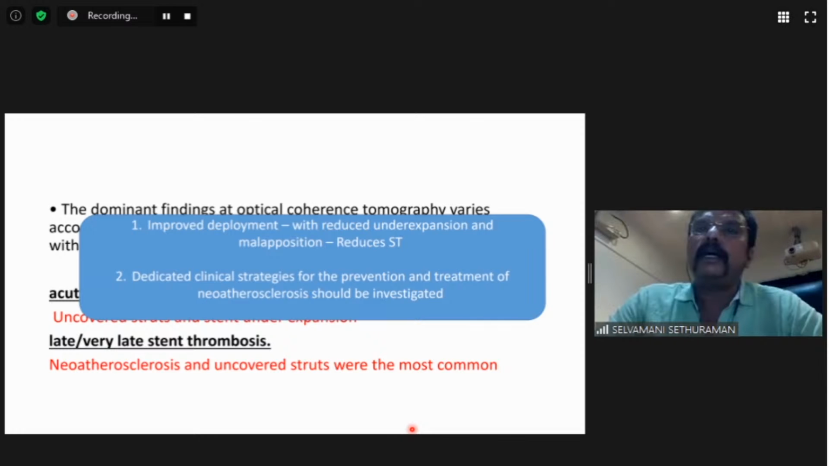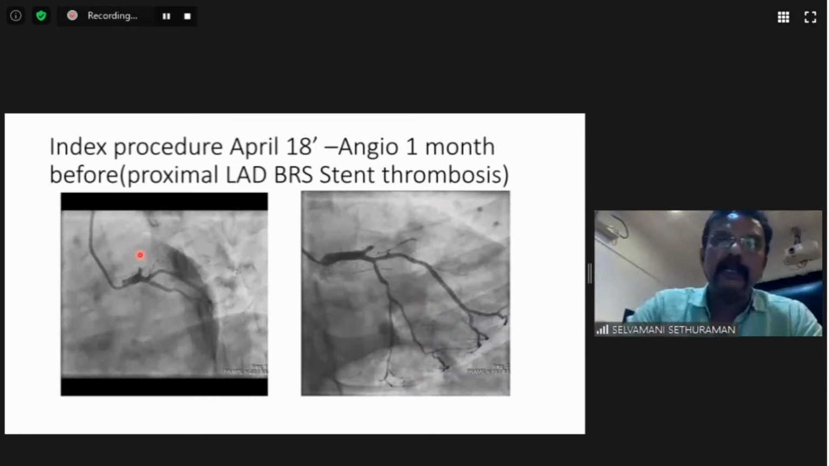So this patient underwent a primary angioplasty for an acute MI in April 2018, using the bioresorbable vascular scaffold. He had a thrombosuction, and then the stent was deployed there. And one month later, what happened? He came with an acute MI again this year.